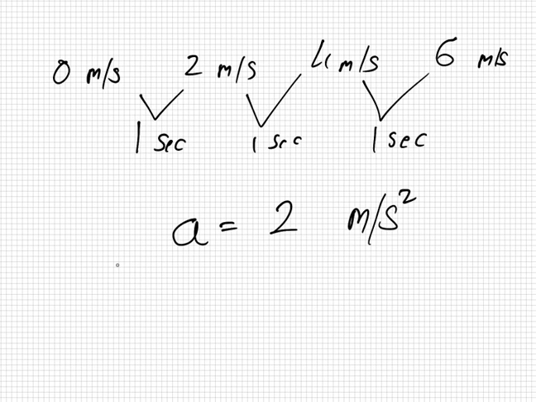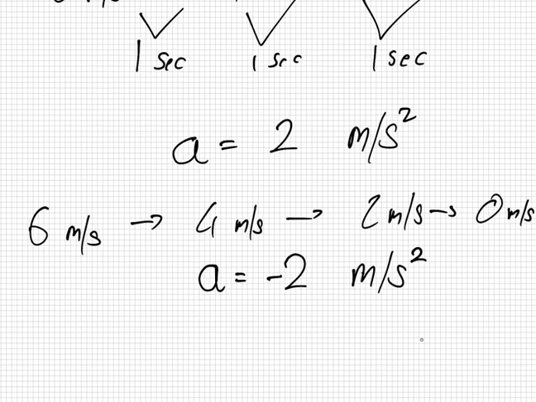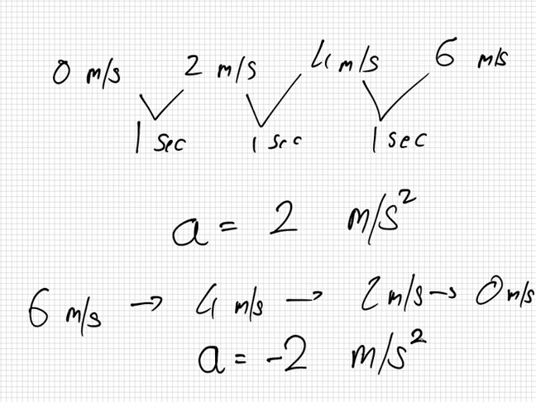Of course, we can have it the other way. We can go 6 meters per second, 4 meters per second, 2 meters per second, 0 meters per second. And here we say it has acceleration of -2 meters per second squared. In other words, it's slowing down. It's getting slower. Yeah? Okay. Now that we have the language, we will now make some formulas. So in total we have 4 formulas.